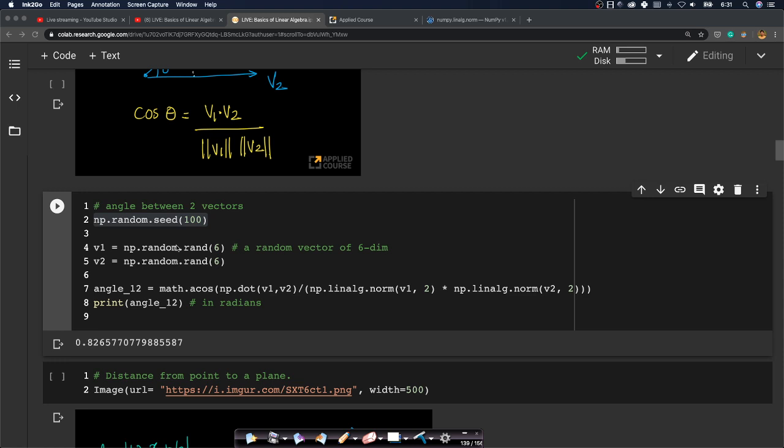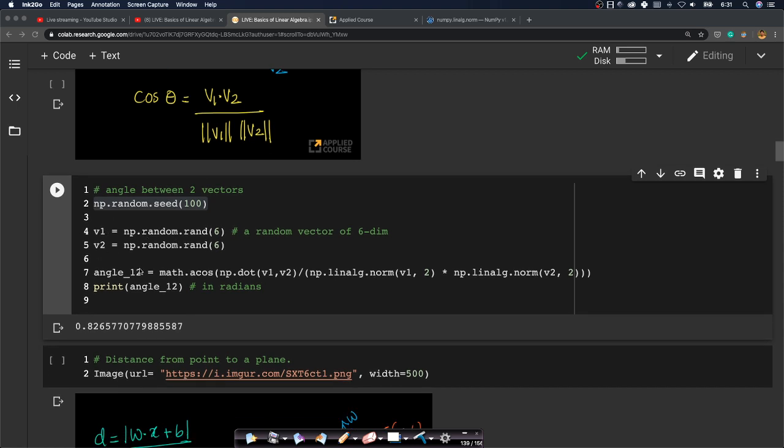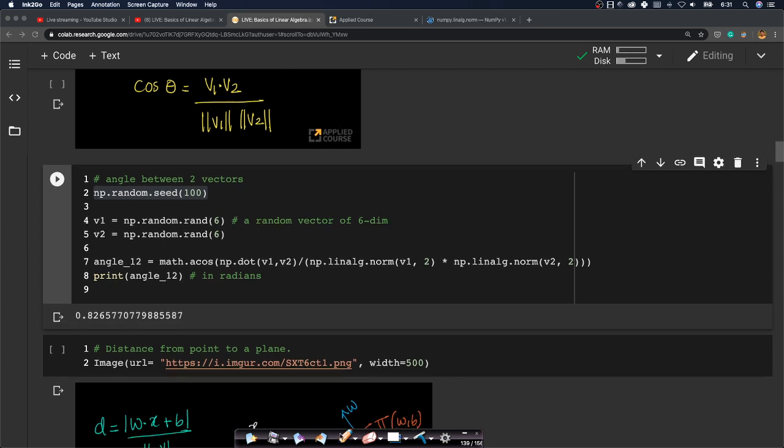For now, let's assume I have two vectors v1, v2, and I want to get the angle between both of them. It should be simple, right? I'm implementing it from first principles. I'm saying math.acos. acos is nothing but cos inverse. And what do we pass? The dot product of v1, v2, same thing as the formula. This is a very simple translation. Divided by the norm of v1 multiplied by the norm of v2. NumPy and math give me all this functionality. Remember, whatever angle you get here, angle 1, 2, is in radians, not in degrees.